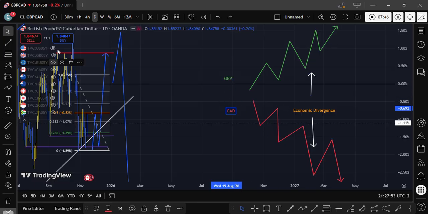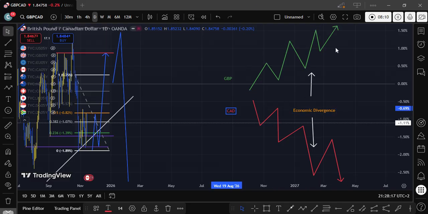Using macroeconomics, you cannot say this month I'll be buying the pound. Why are you buying the pound? I don't know, I just feel like I want to buy the pound, and that's how you lose money. But if you allow macroeconomics to choose a currency pair for you, then you can actually align your time and be able to hold those trades.